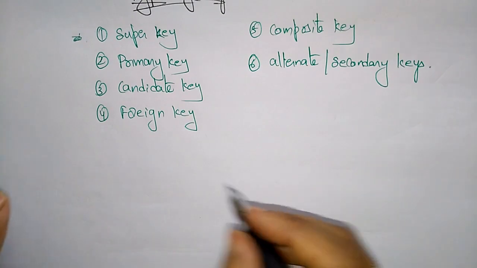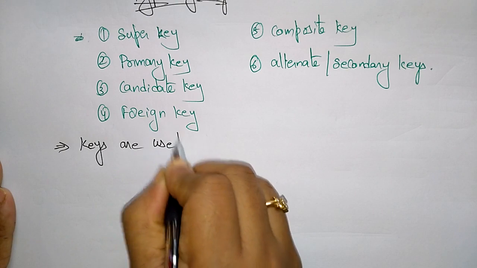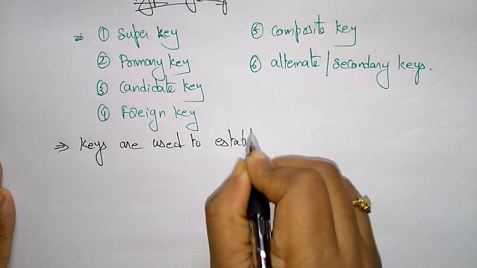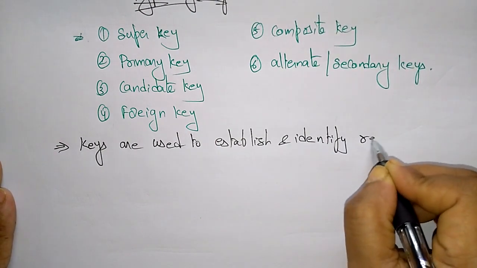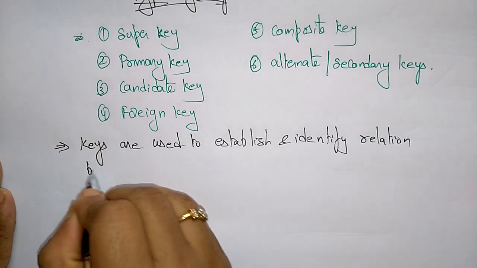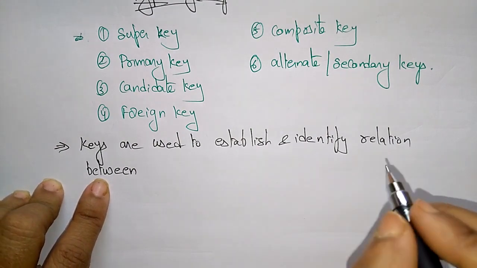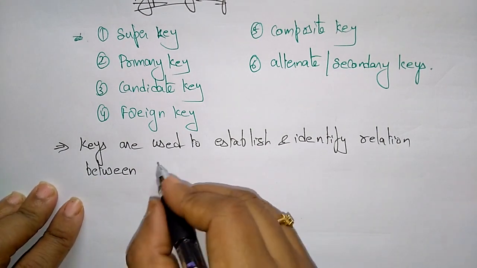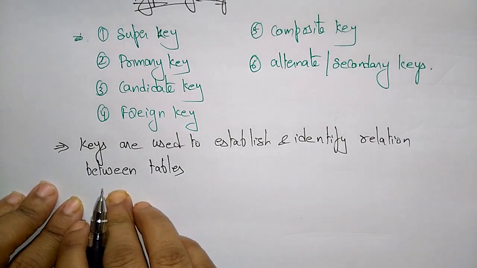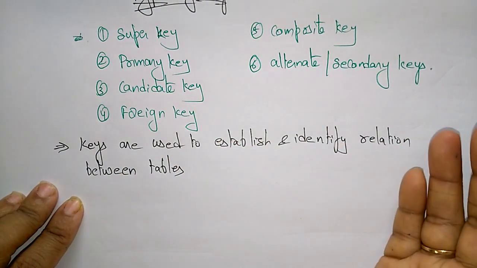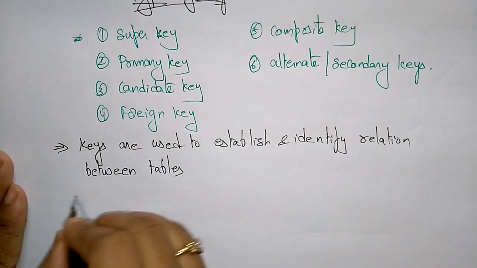Keys are used to establish and identify relations between tables. So the main use of the keys, why we are using the keys, is to establish and identify the relation between tables. If you take two or more tables, these keys can be helpful to maintain a relationship between the tables, and it establishes a connection, and it is also used to identify the tables.